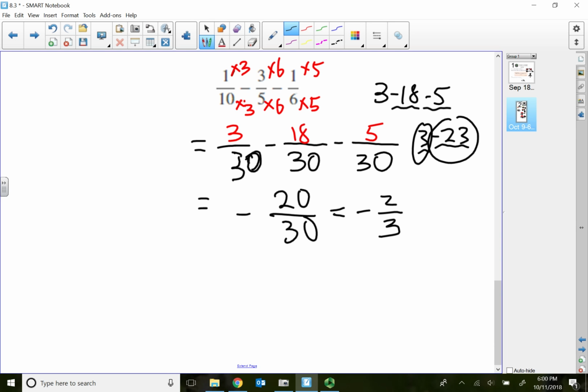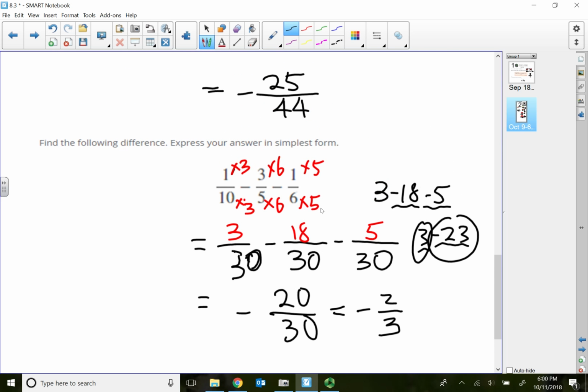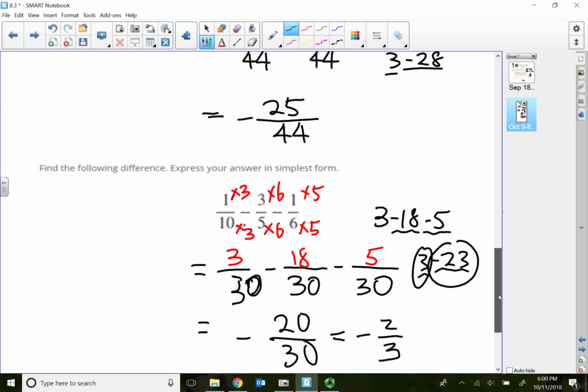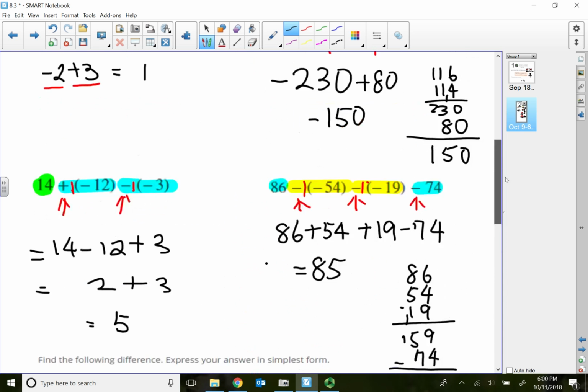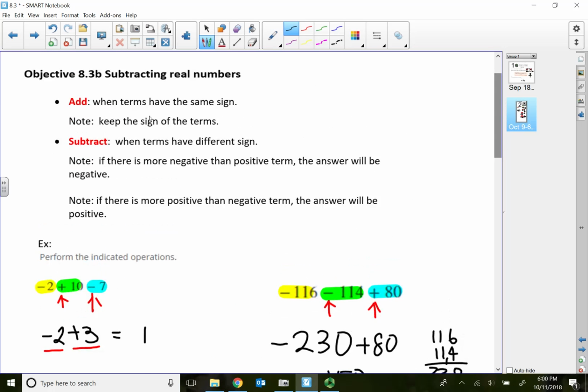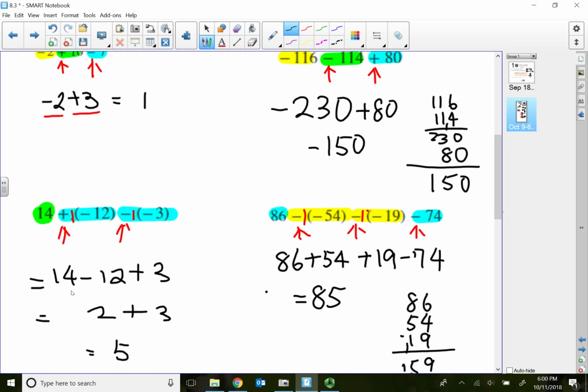All right. So in this lecture video, we basically did the same thing as we did in the previous one, where terms with the same sign, we add, and different signs, we subtract. When you see a term that has multiple signs, we go ahead and make them into one sign before we add or subtract. All right, that will conclude this lecture video.